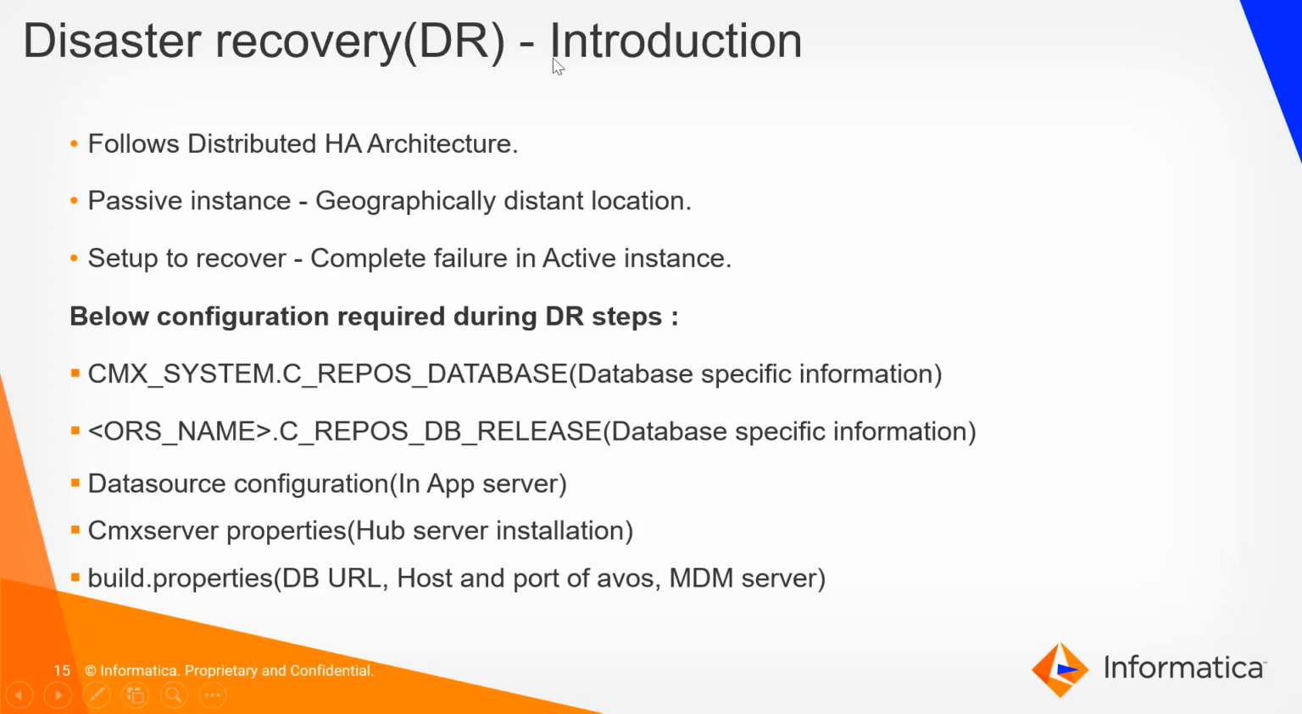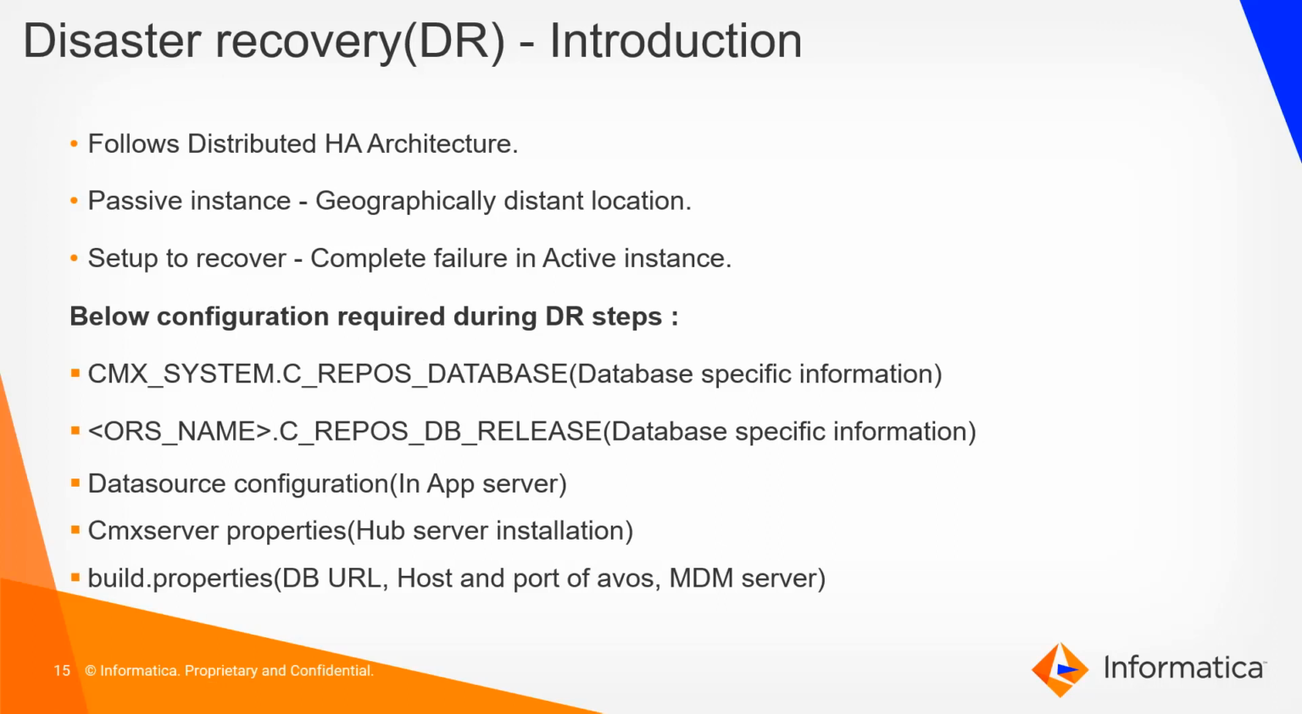Now coming to disaster recovery, right? It follows the distributed HA architecture, which is active-passive. The passive instance is always installed in a geographically distant location. Why? To recover from a disaster, like a flood or some weather condition due to which the active instance is not available anymore. Then we have a passive instance which can be activated, and during this disaster recovery, this passive instance will be used to access the MDM services, right?